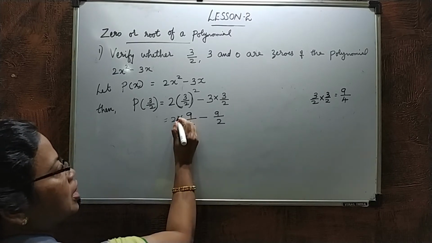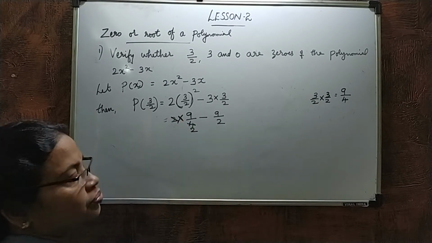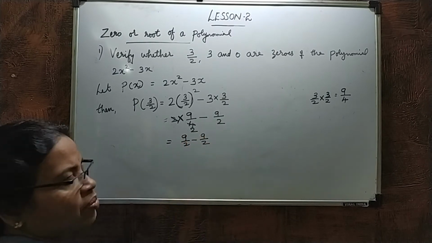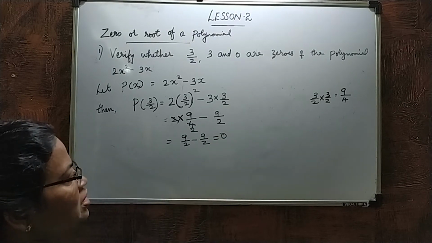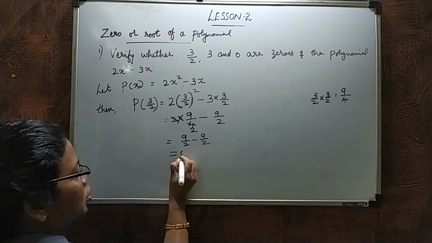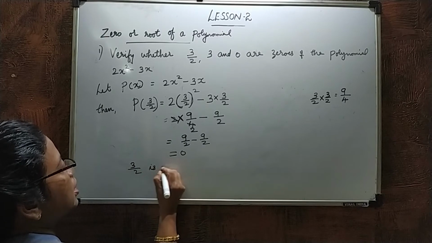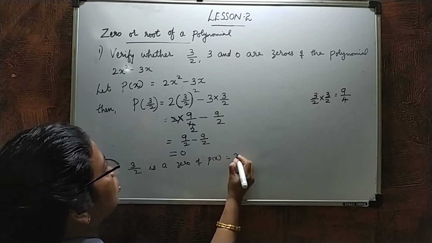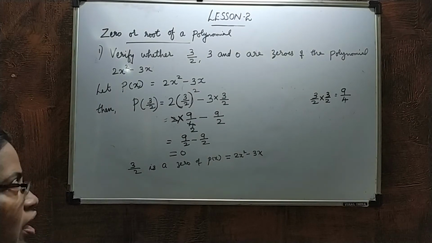Now can you cancel? Here it is multiplication. So what can you do then? You can cancel. Here it is 2. So what is the next step then? 9 by 2 minus 9 by 2. What is 9 by 2 minus 9 by 2? It is equal to 0. So in one step there should not be two equal signs. In one step only one equal sign is needed. So equal to 0. It means what? It means that 3 by 2 is a 0 of the polynomial p of x equal to 2x square minus 3x. Clear?